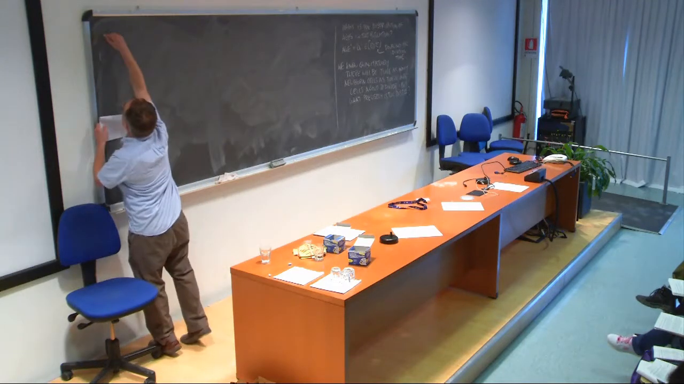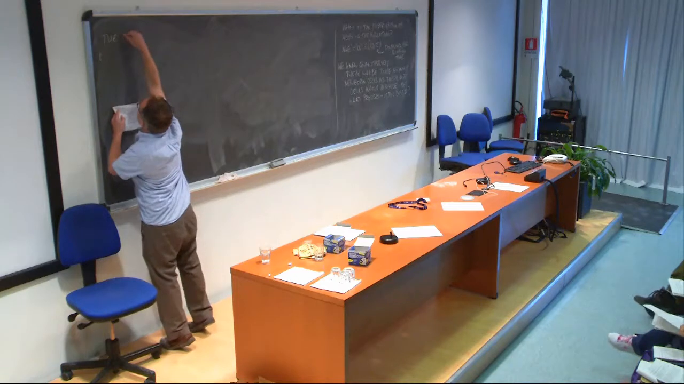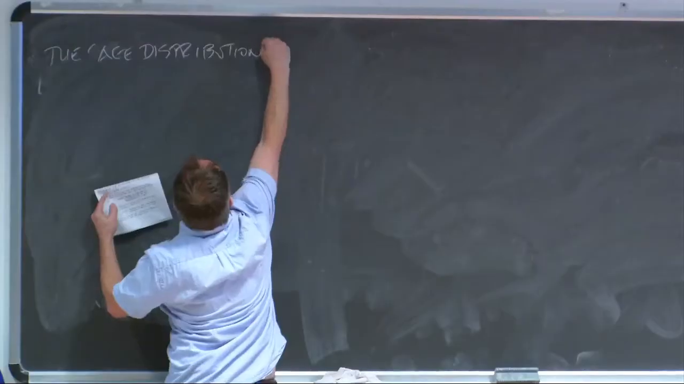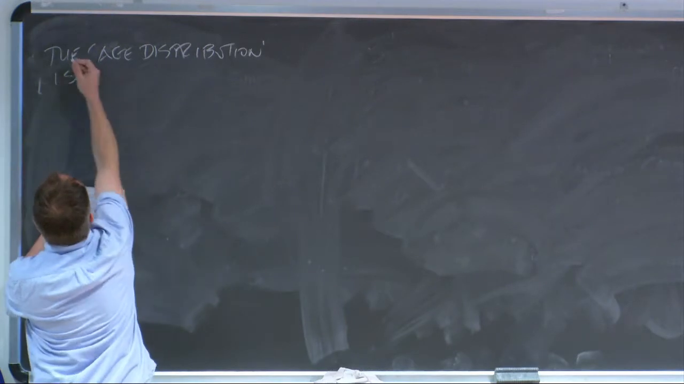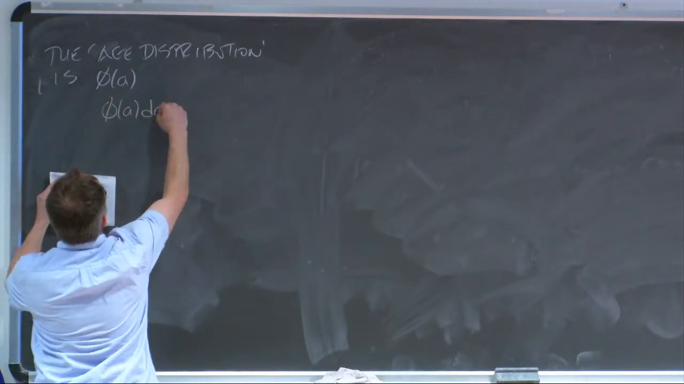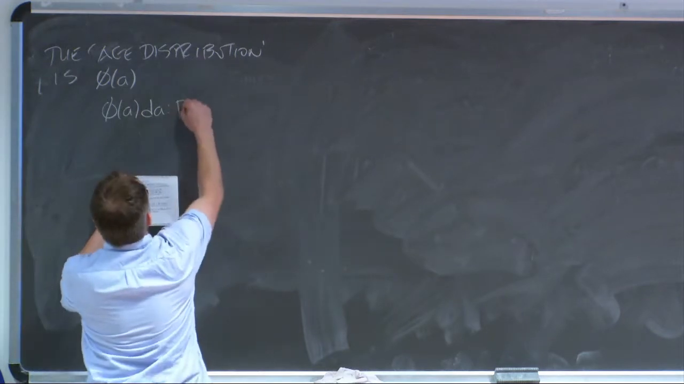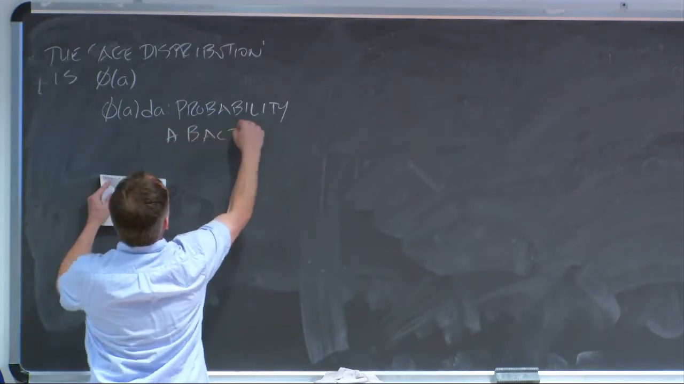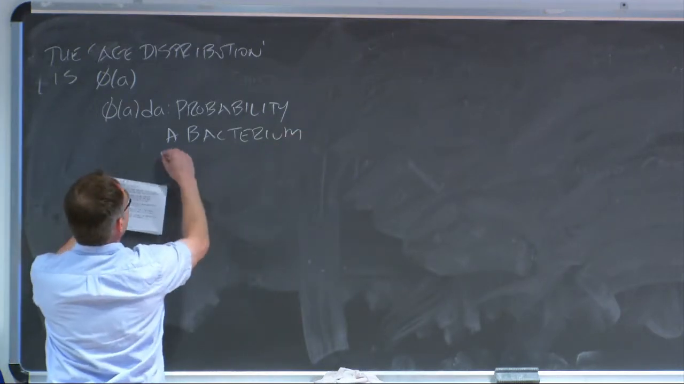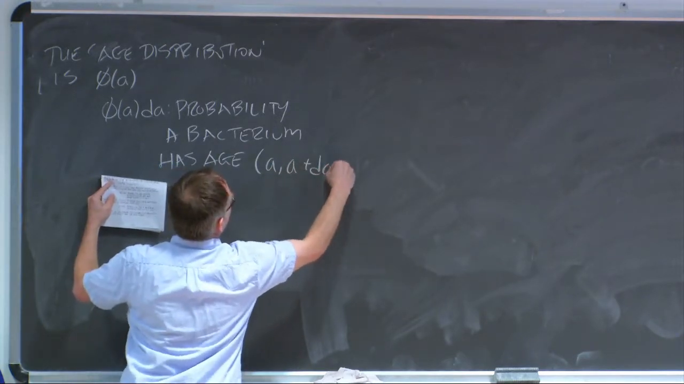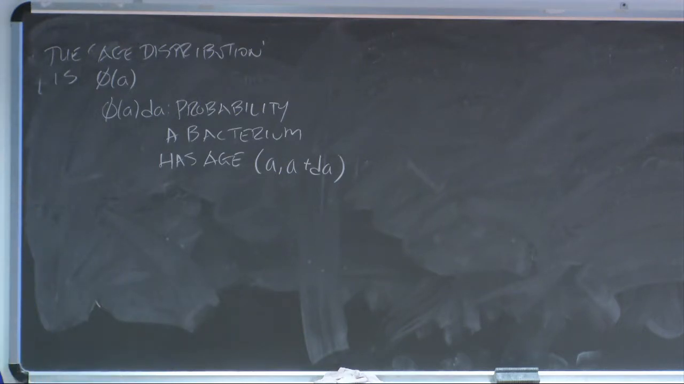So the cell age distribution, or the age distribution, I will denote by phi A. And what I mean is that it's a continuous distribution which represents the probability that a bacterium has age between A and A plus DA, or however you want to do this, A minus DA over 2, in some interval of width DA.